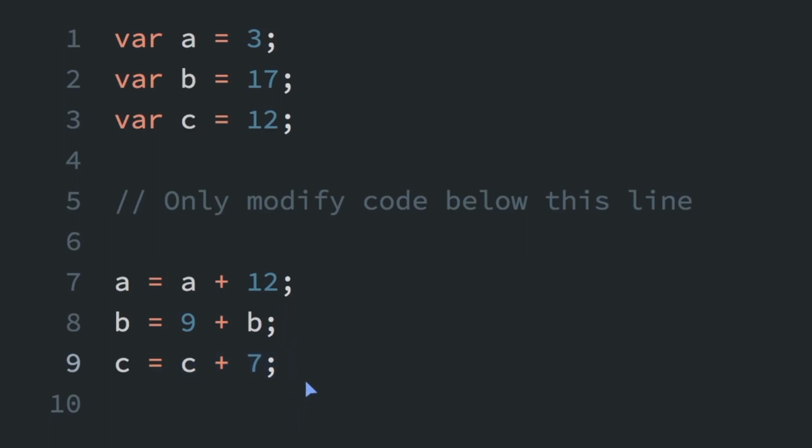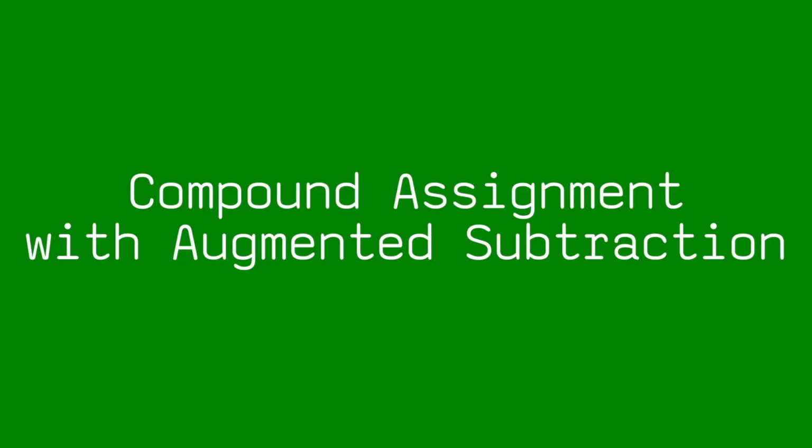This is such a common pattern that there's a shortcut to do the same thing. It's the plus equals operator. So instead of a equals a plus 12, we can do a += 12. So this equals the same thing. So instead of b equals 9 plus b, we can do b += 9. So now we're adding the value to the variable and assigning the answer to that variable. So again, here we can do += 7. So that's just a shortcut.